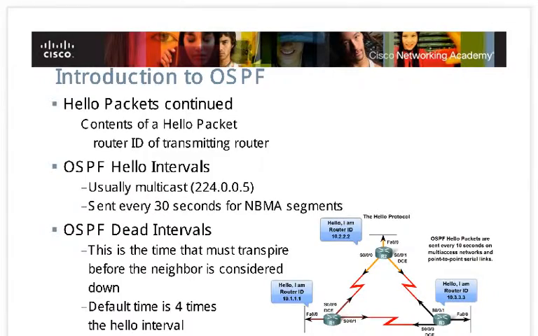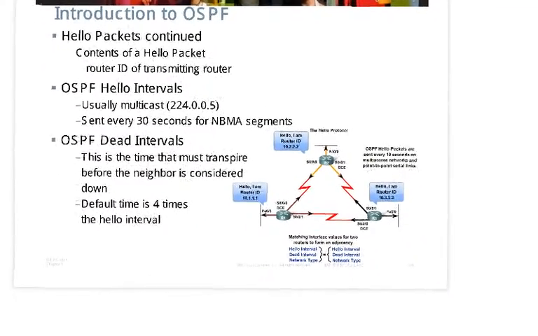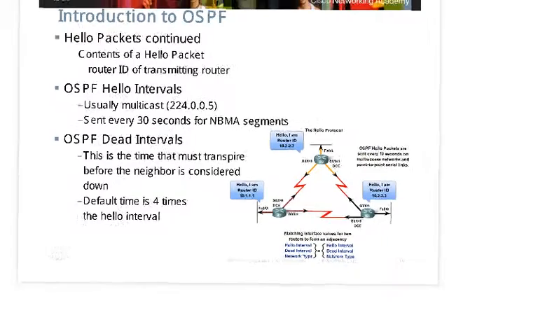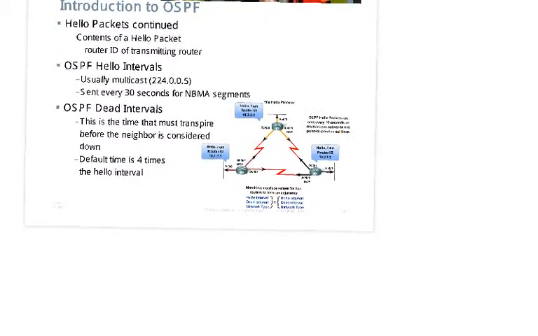This is the first message type, which is the hello packet. In terms of values for these parameters, the hello packets contain the router ID, as we said, the originating router, and the originating area. The hello interval usually is sent in the form of multicast. Why not broadcast?